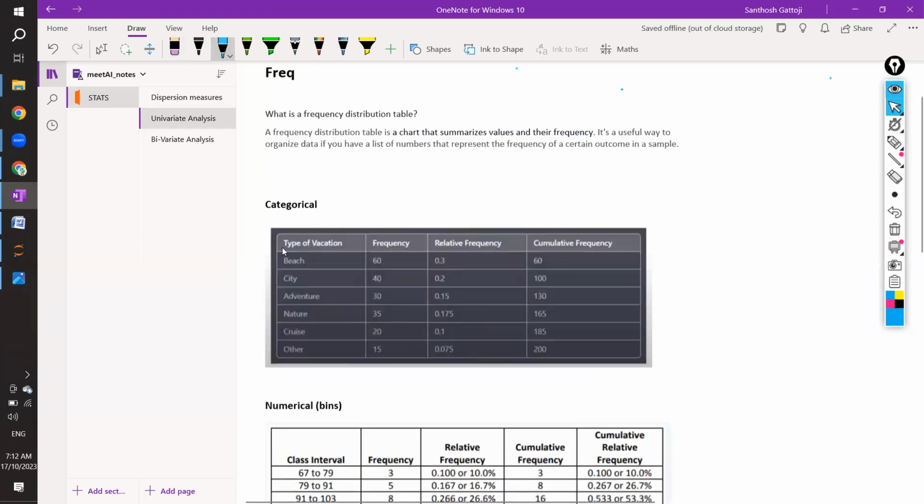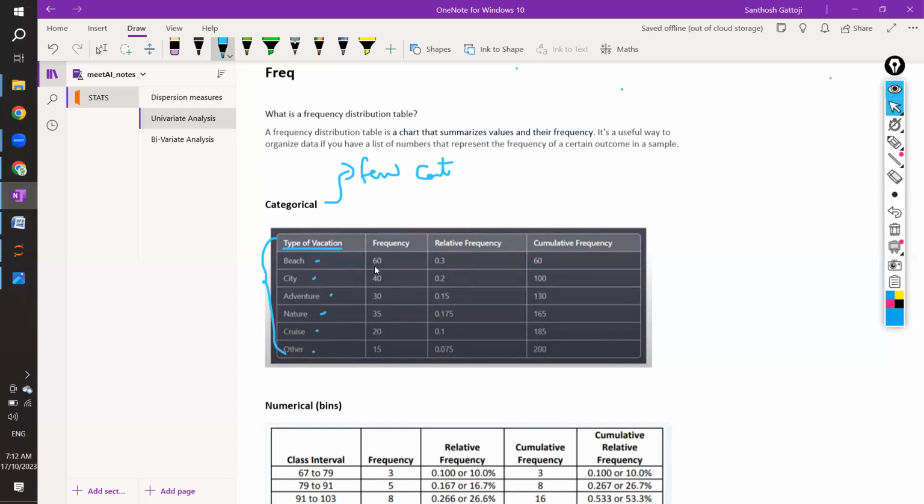As you can see, categorical data will have just a few categories. Here, what are the categories I'm having? Beach, city, adventure, nature, cruise, other. What is this? The type of vacation. So how many categories am I having? Six categories.